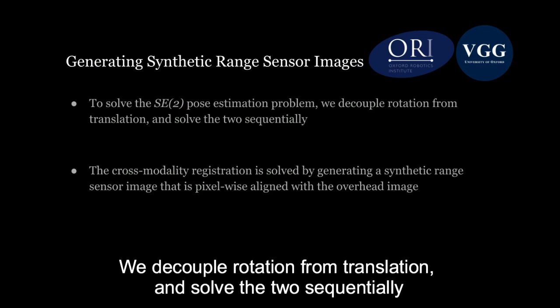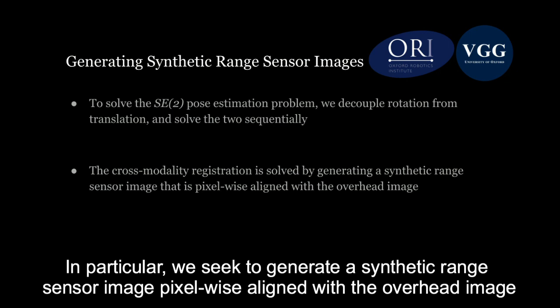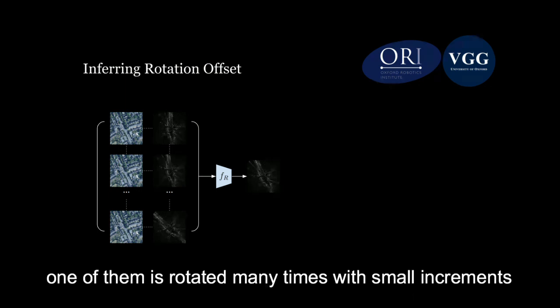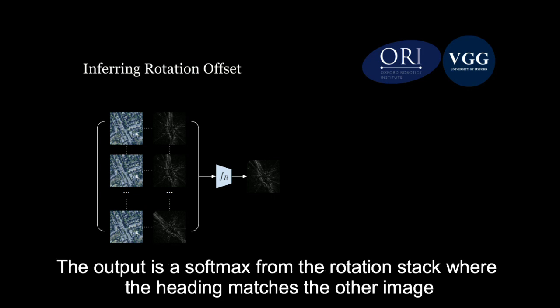We decouple rotation from translation and solve the two sequentially. In particular, we seek to generate a synthetic range sensor image pixel-wise aligned with the overhead image. To infer the rotation offset, we use an architecture where given two images of different modalities, one of them is rotated many times with small increments. The output is a softmax from the rotation stack where the heading matches the other image.